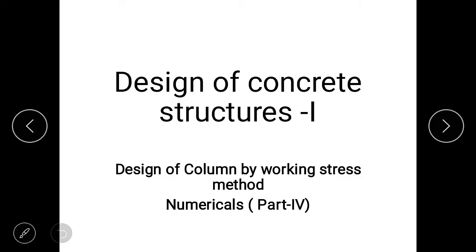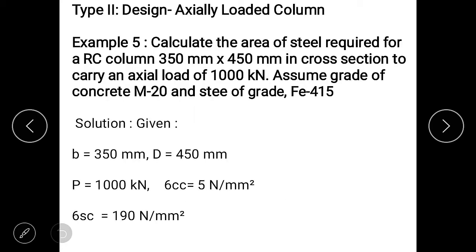Good morning, students. Our subject is Design of Concrete Structure 1. Our topic is Design of Column by Working Stress Method. In the last lecture, part 3, we solved numericals on analysis of axially loaded column. In this lecture, we have to design an axially loaded column.